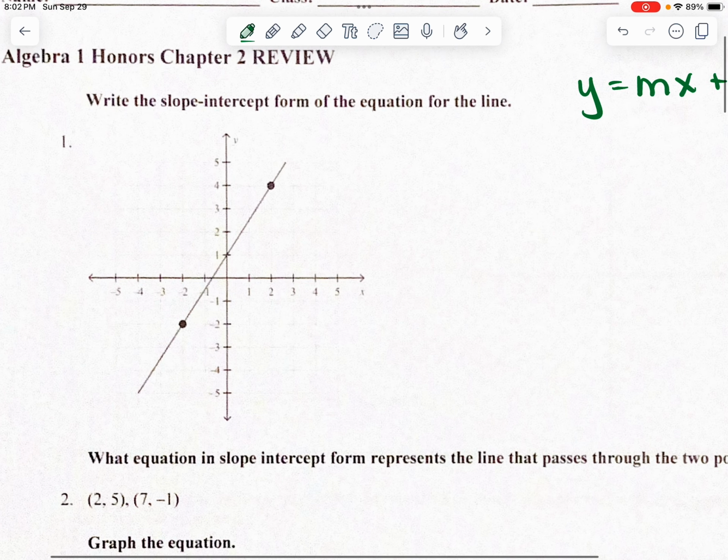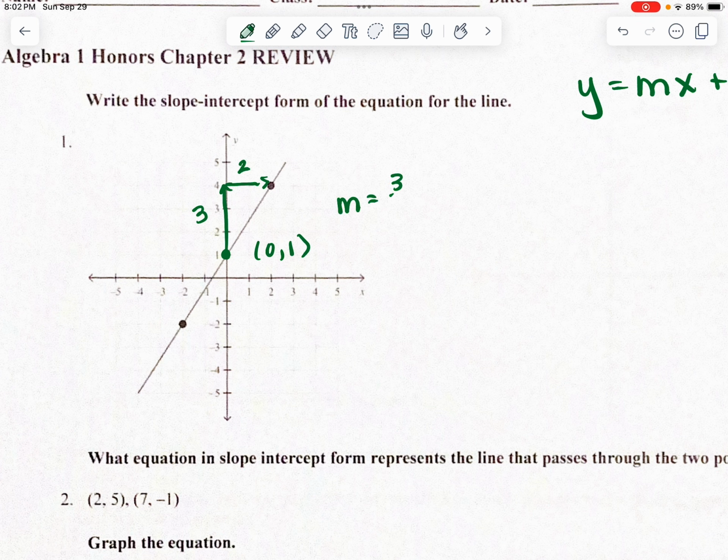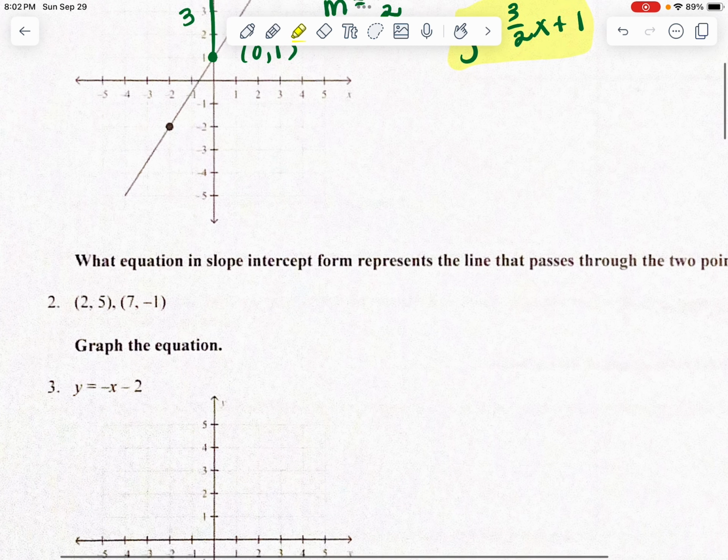We can see here that our y-intercept is 1. Right, we know that's the point (0, 1). And then we just want to figure out what our rise and run are for our slope. So if I go up 3 and right 2, go up 3 and right 2, both of those are positive numbers, which means my slope is going to be a positive 3 over a positive 2. So my answer for number 1 is y equals 3 halves x plus 1. In that slope-intercept form, I believe we did that exact one last week.